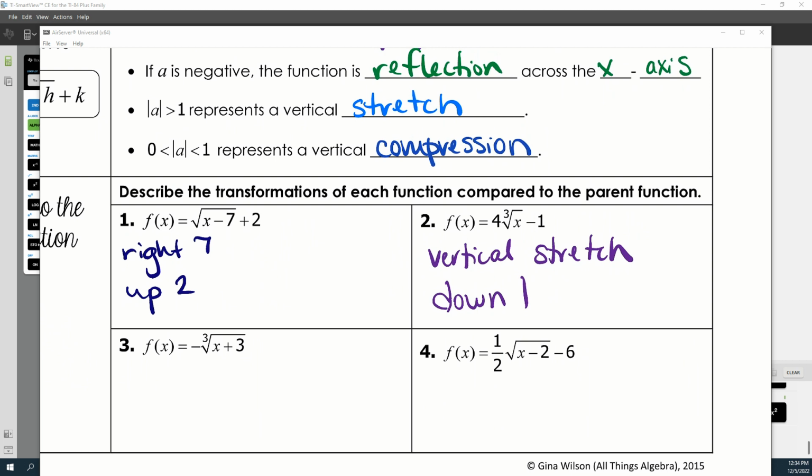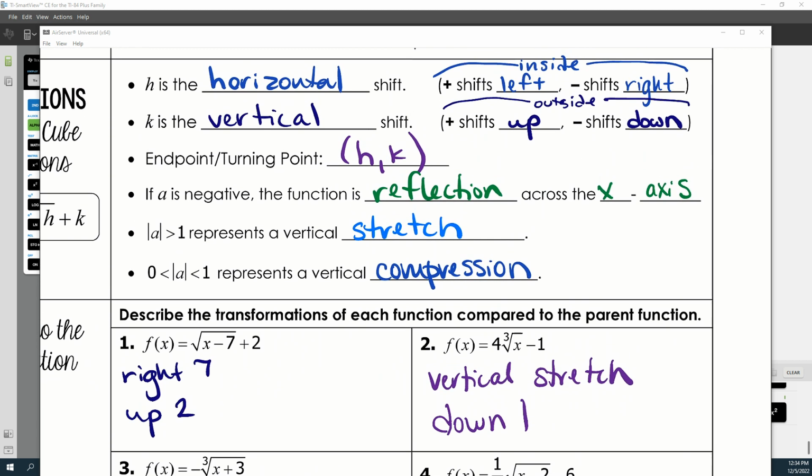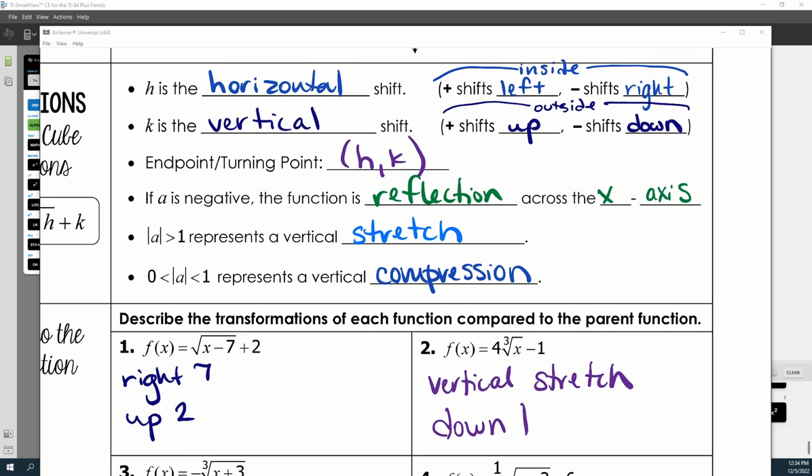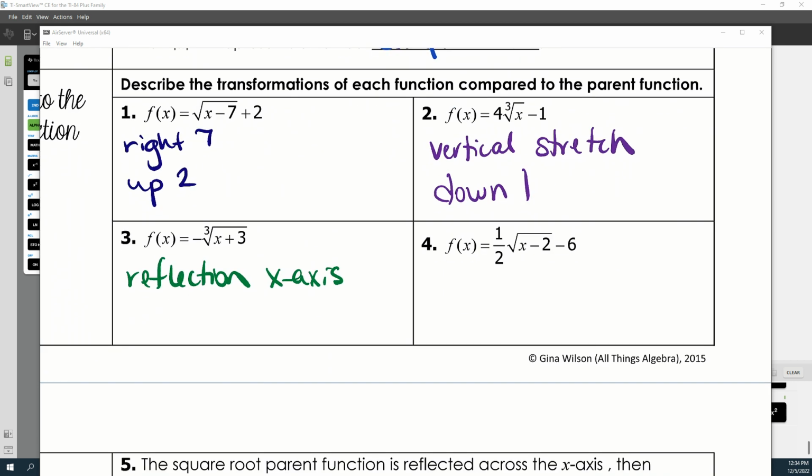All right. For number 3, we have 2 things again. So we have this negative, and then we have this plus 3. So the negative is this statement right here. If A is negative, then it's a reflection on the x-axis. If there's a negative in the front, it's going to be reflection x-axis. All right, what about that plus 3 on the inside? What do y'all think? Left, right, up, down? It's going to be left. Good.